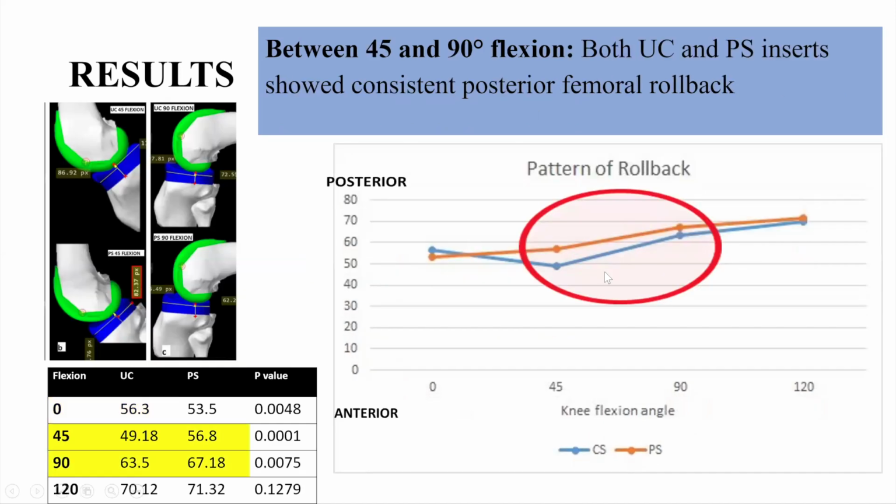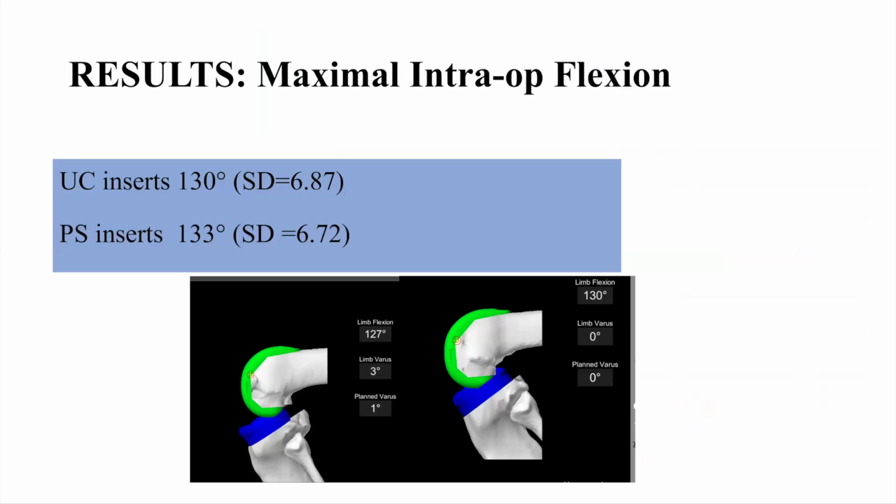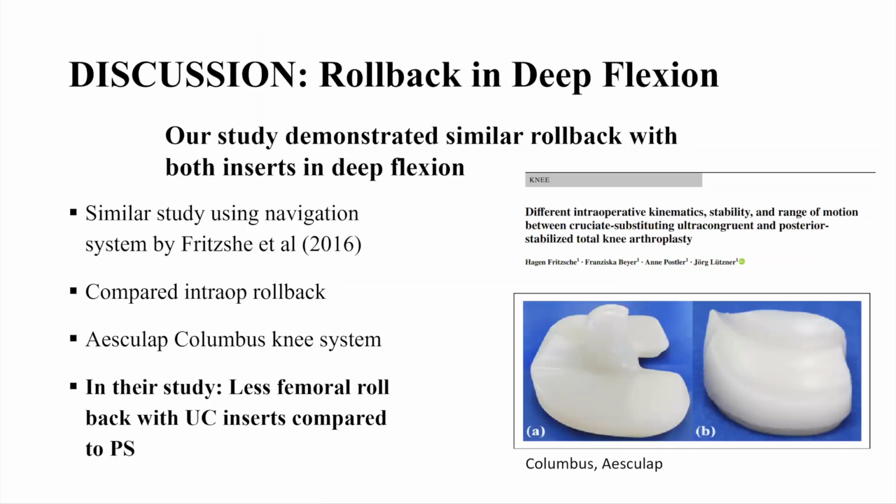Between 45 and 90 degrees of flexion, both inserts show consistent posterior rollback. They've rolled back from where they were at 45 to 90 degrees. So here the pattern was consistent across both inserts. The maximum intraoperative flexion was 130 degrees with the ultra congruent insert and 130 degrees with the PS insert.